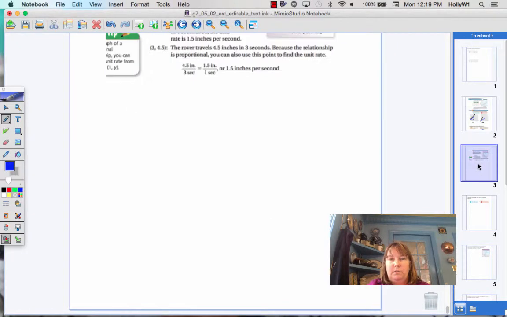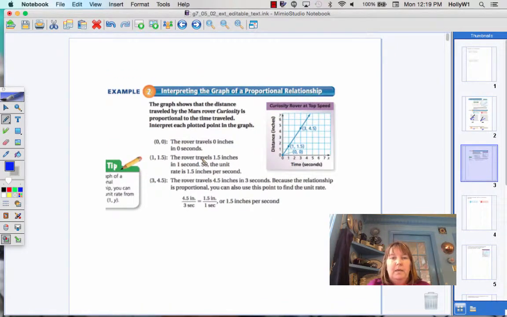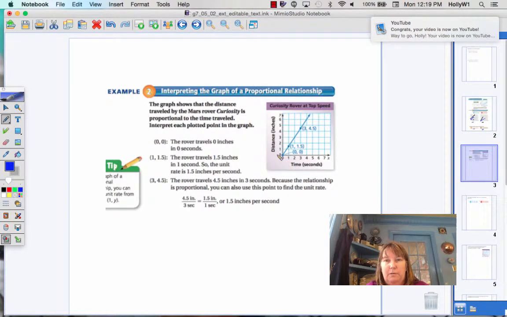Okay, let's switch to page 2. So interpreting a graph of a proportional relationship. If this graph shows that the distance traveled by the Mars rover Curiosity is proportional to the time traveled, interpret each plotted point in the graph. Well, if we look at this, 0, 0 really does mean something. It means that the Curiosity went nowhere at the very beginning. So time is 0 and it went nowhere. Not a really great surprise.